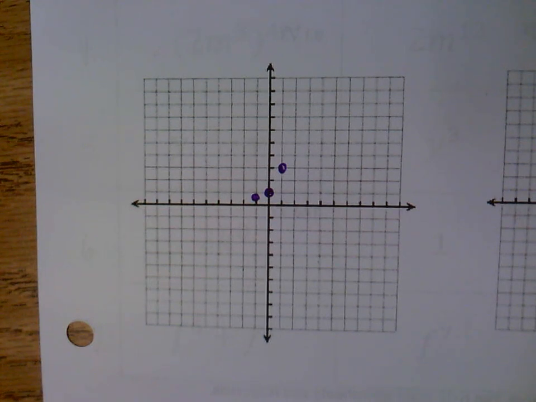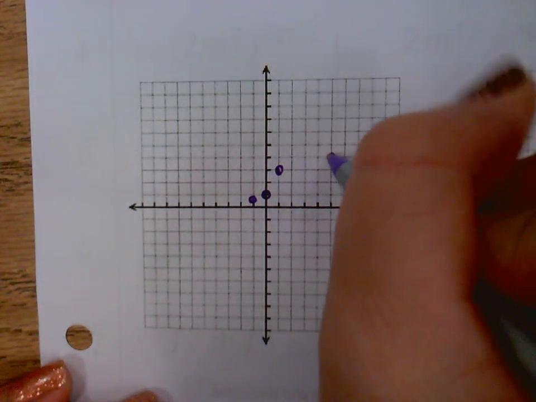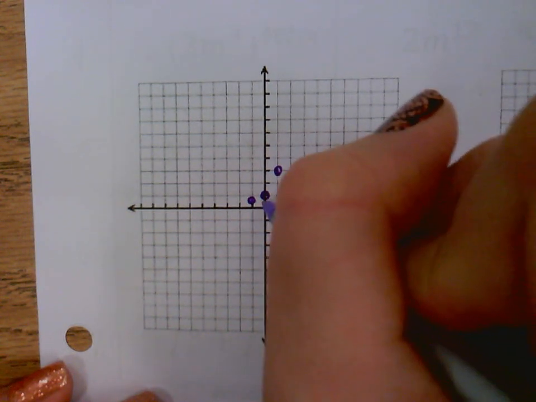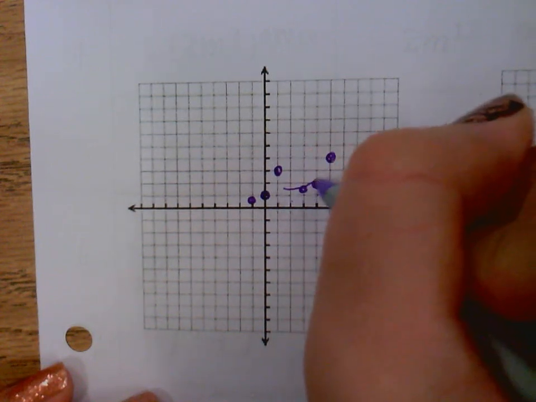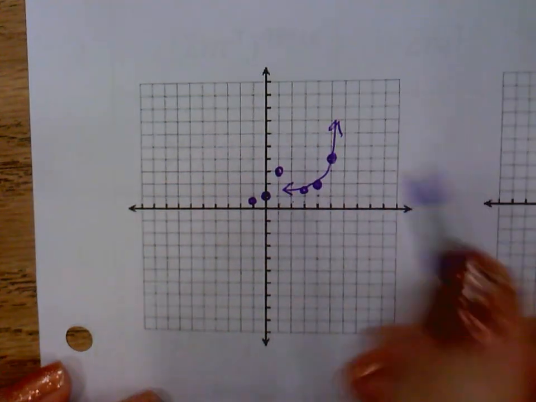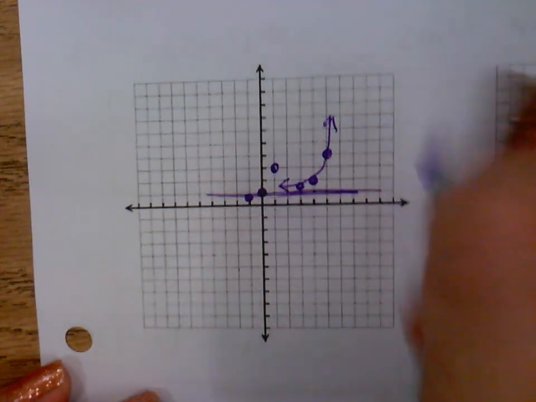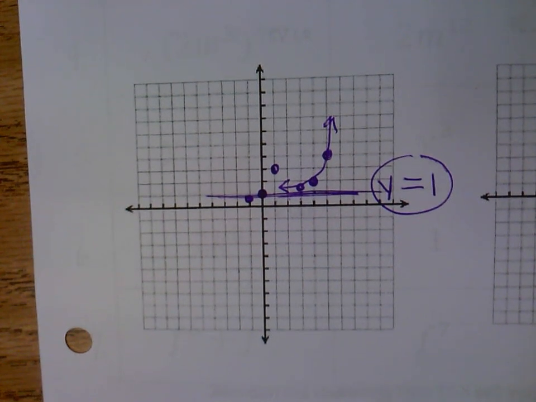So I would actually take each one of those dots and count, right? 1, 2, 3, 4, up 1. 1, 2, 3, 4, up 1. 1, 2, 3, 4, up 1. The other important thing that moves is your asymptote. So your new asymptote, the equation is y equals 1. So that's important. If you shift up or down, your asymptote is also going to shift up or down.